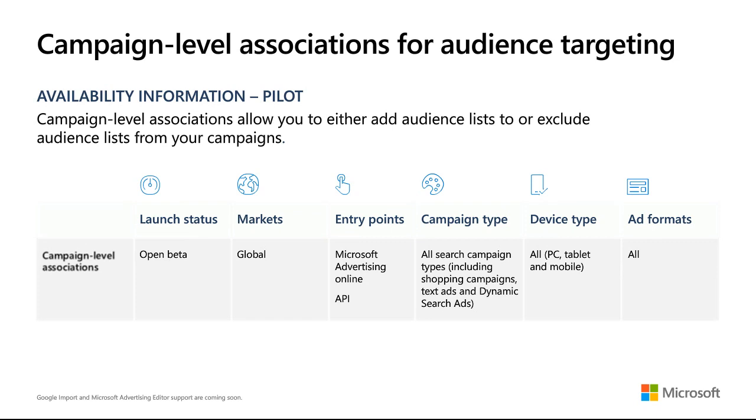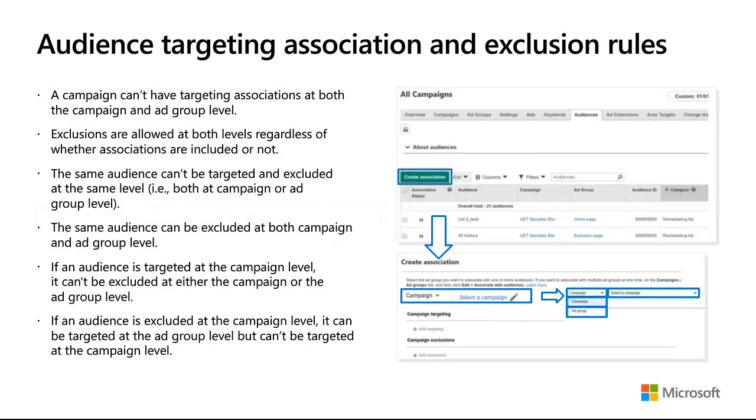In general, this feature works similar to that of ad group level association. You can target all audience types at campaign level. That includes remarketing and in-market. One thing to keep in mind is that a campaign can have targeting association at both the campaign and ad group level. So this means you need to set the associations at one level first before applying at another. Exclusion does not have this restriction.